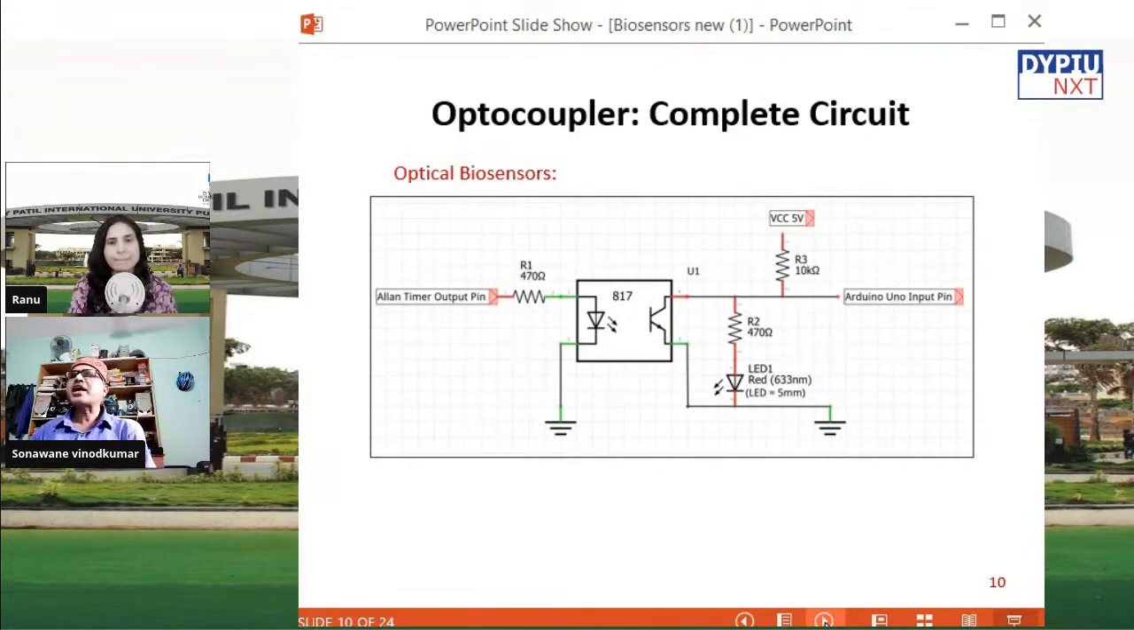Arduino boards are microcontrollers where you can analyze the signal. Optocouplers are ready-made, so you don't have to use a light source and a photodiode detector separately. This is again a very versatile device and is used majorly for optical biosensors. Next.